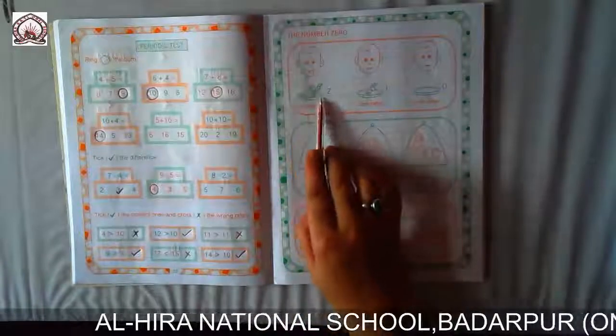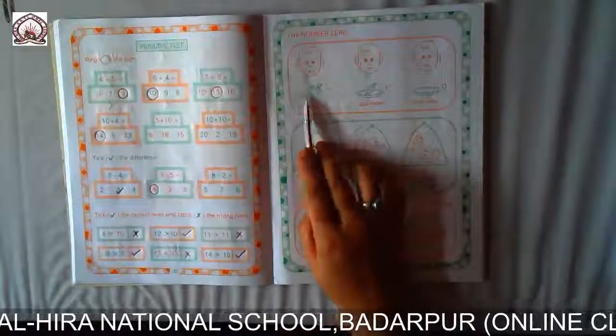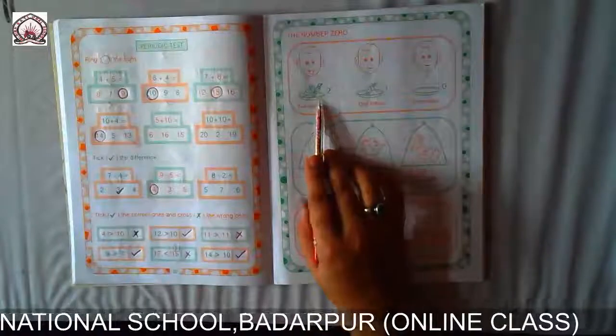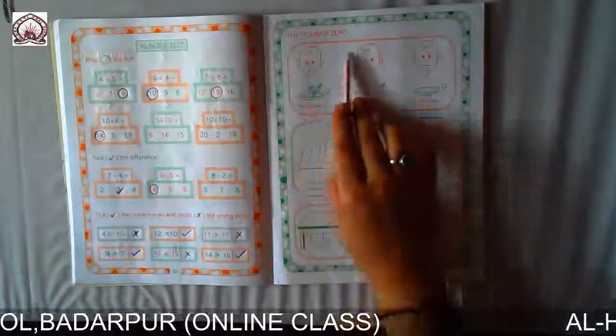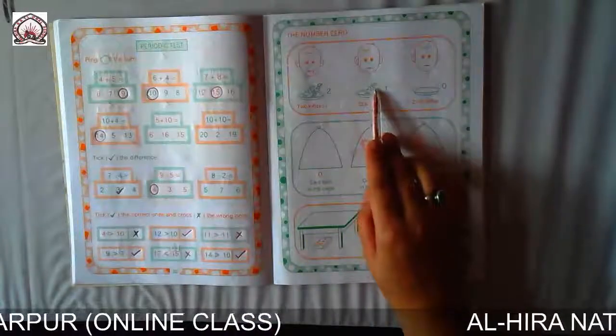Here you see a plate, okay. So there's a plate. On the top of the plate there are 2 toffees, okay. There are 2 toffees, okay. So that means in this plate you are having 2 toffees. On the second plate only 1 toffee is there, okay.